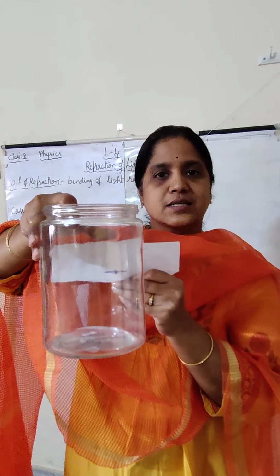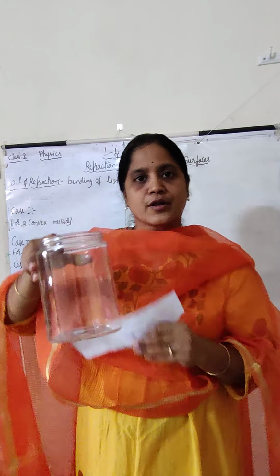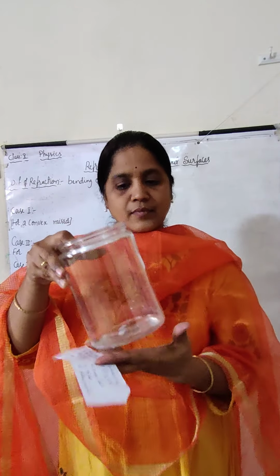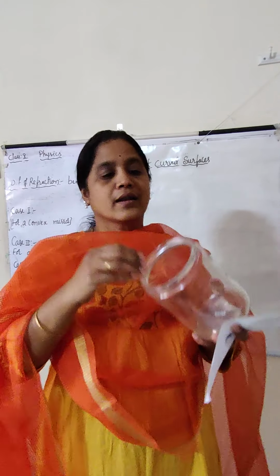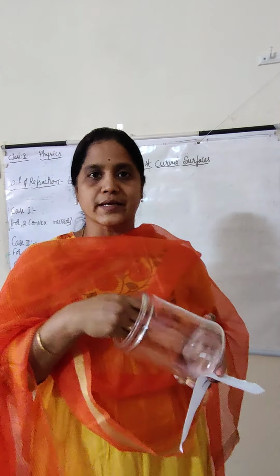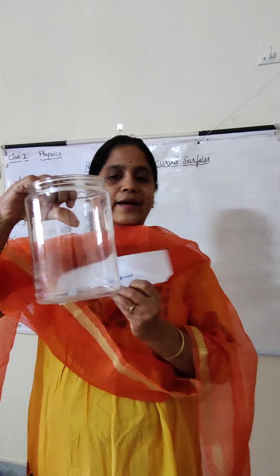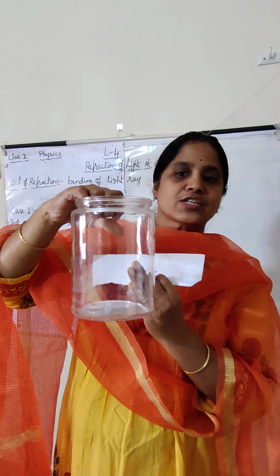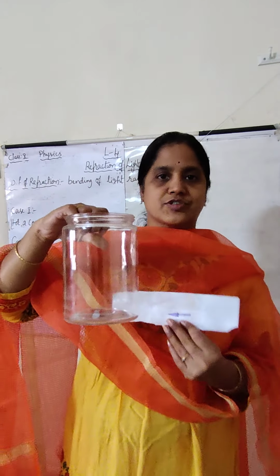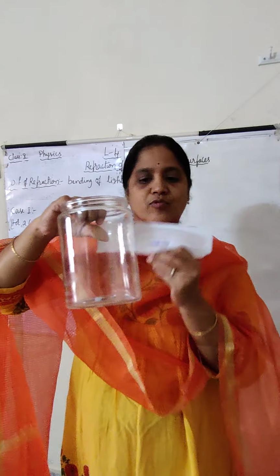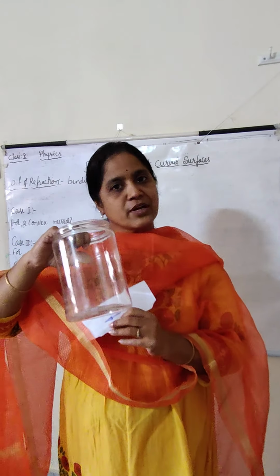Why? What is the reason? I'll tell you later. Now, in this glass jar, what is there? Nothing is there, meaning air is there, meaning the light rays are traveling from the glass to the air and from the air to the glass. While they're traveling, we get a diminished image.